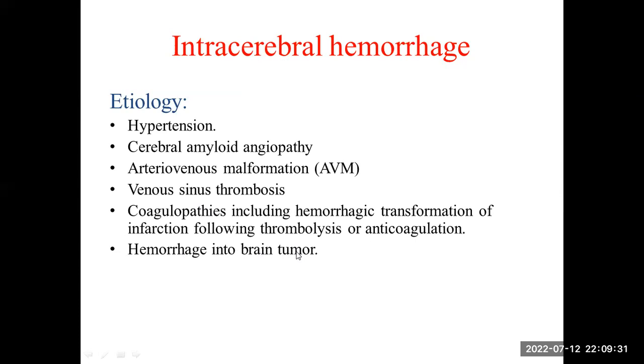And this is why, actually, if you have a brain neoplasm, it's a contraindication for thrombolytic therapy, because it can lead to hemorrhage into the brain tumor. And this can increase the intracranial pressure significantly. So all these are possible causes of intracerebral hemorrhage, which is bleeding into the brain parenchyma. And the most important cause is hypertension.